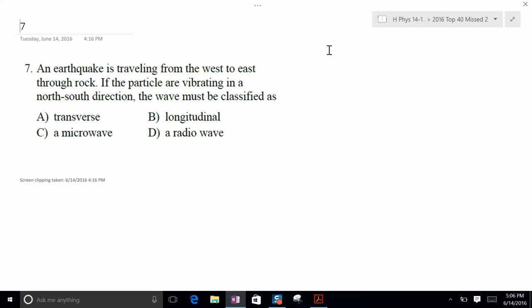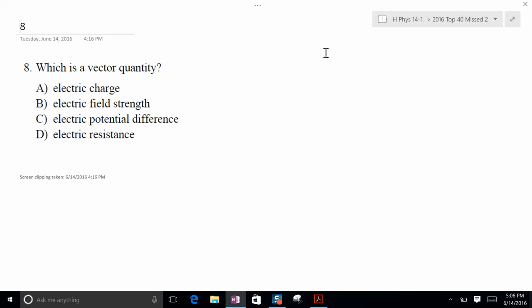Again, it's the same concept, transverse versus longitudinal. Here, the wave is propagating from west to east, but the vibration is north and south. So if the direction of propagation is this way, but the vibration is this way, they're perpendicular, that's the definition of a transverse wave. The answer is A. Question eight.